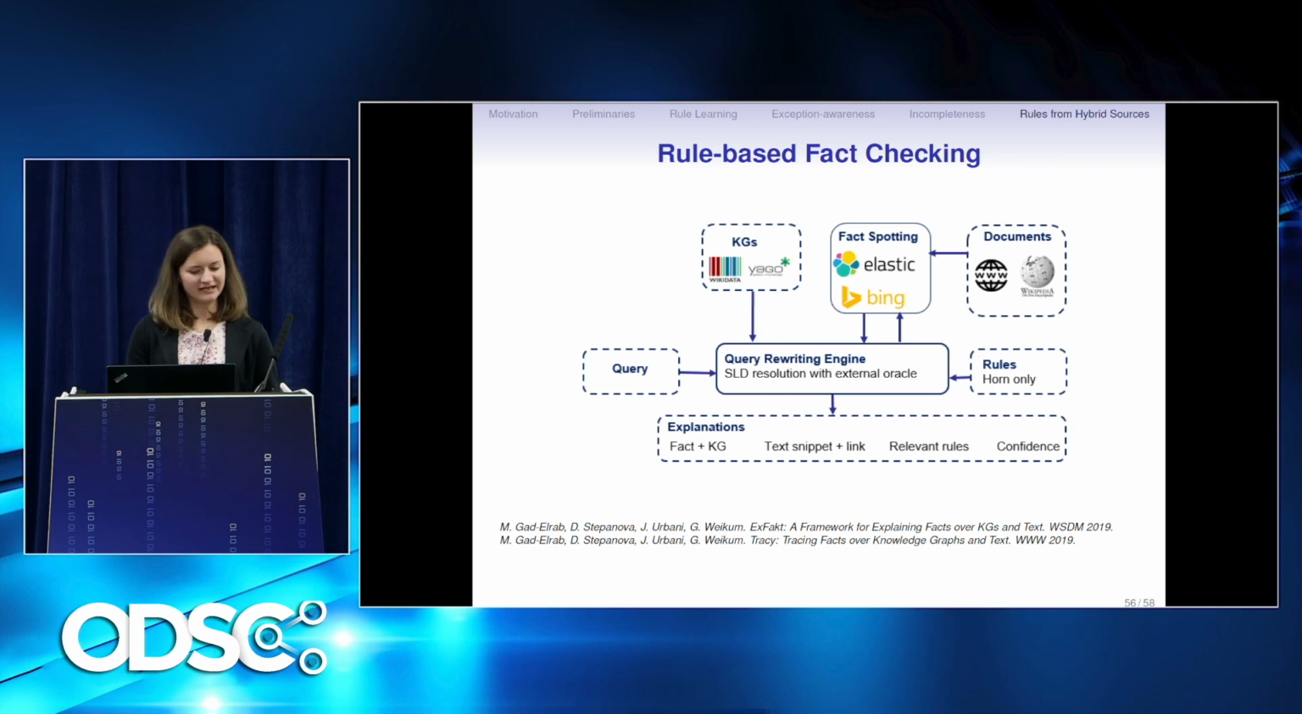That would essentially state within the explanation the fact, pieces of knowledge coming from a knowledge graph, some text snippet with its link, relevant rules that were used for deriving the specific knowledge, and a certain confidence value. We have shown that compared to state-of-the-art fact-checking methods, we actually have a double increase in recall, and precision is roughly preserved. So this is one of the possible further applications of rule learning methods. For instance, you could accumulate rules provided by domain experts explicitly with these learned rules from knowledge graphs.